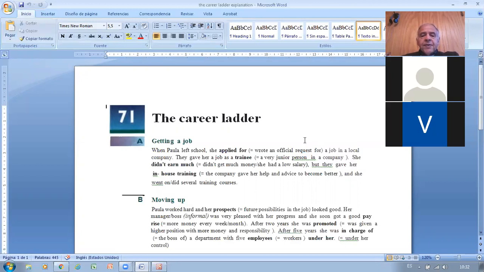Continue. They gave her a job as a trainee. Yes. What is a trainee? A very junior person in a company. Yeah, okay. When you are a trainee, it means that you are learning the job. Okay, that is a trainee. Continue reading. She didn't earn much. It means that she didn't get much money. She had a low salary.